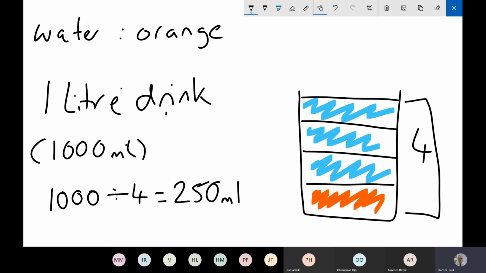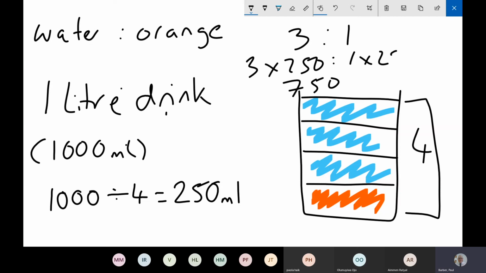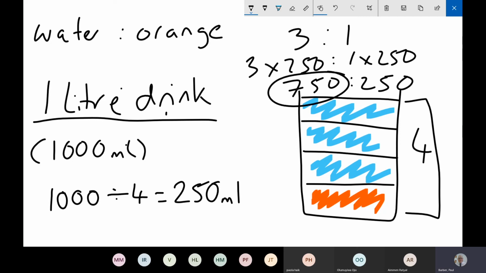We go back to our original ratio, which is 3 to 1. Well, if we've got 3 lots of 250 millilitres, that would equal 750. And if we've got 1 lot of 250 millilitres, that just equals 250. So our answer is, if we've got 1 litre of drink, we use 750 millilitres of water and 250 millilitres of orange.